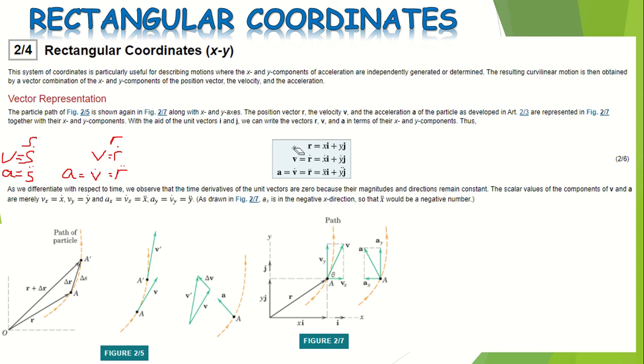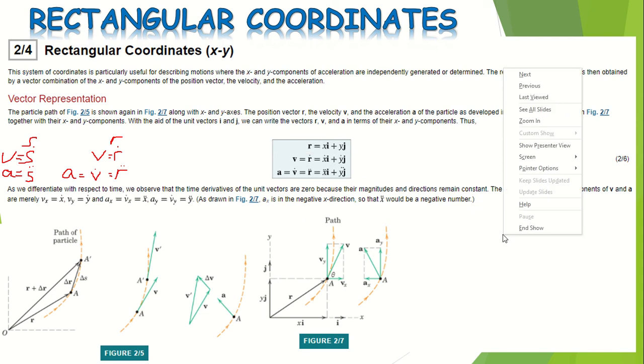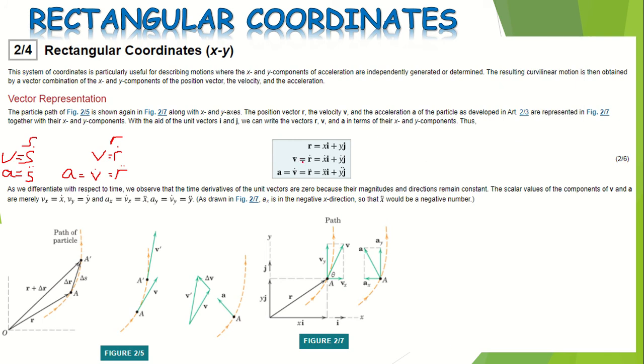Okay, so this is what we are talking about here. We have the velocity equal to r dot, and that is equal to x dot i plus y dot j. Or for our acceleration, which is v dot, equal to r double dot, equal to x double dot i plus y double dot j.